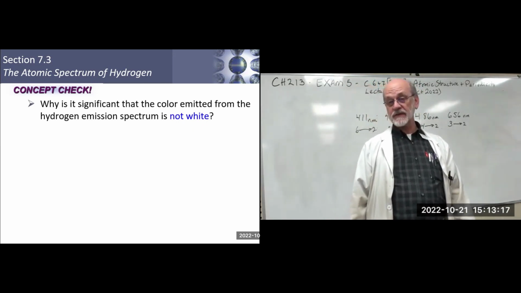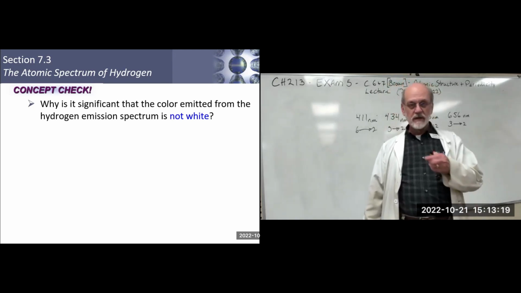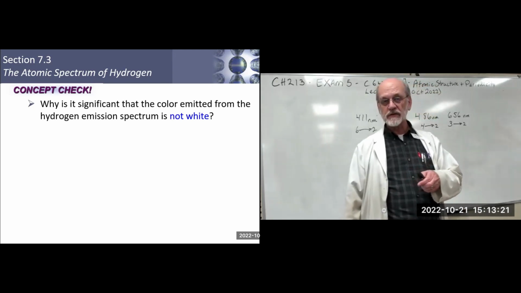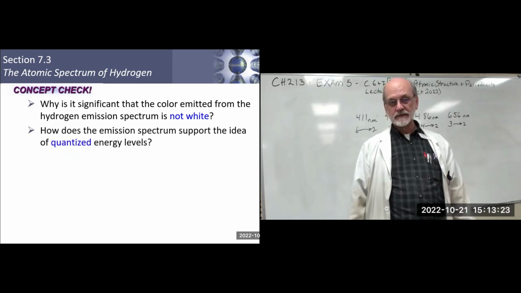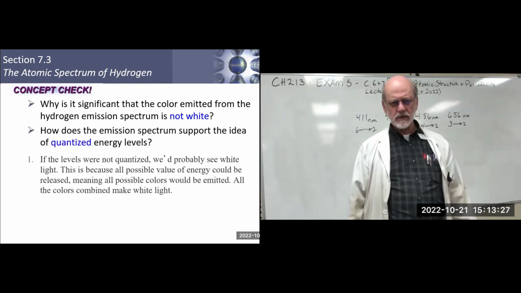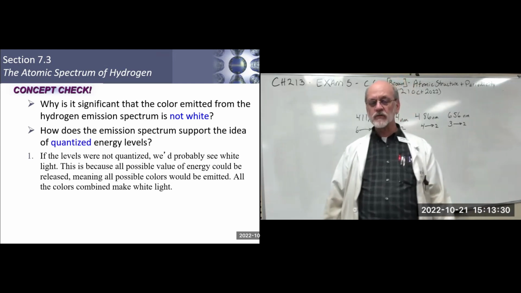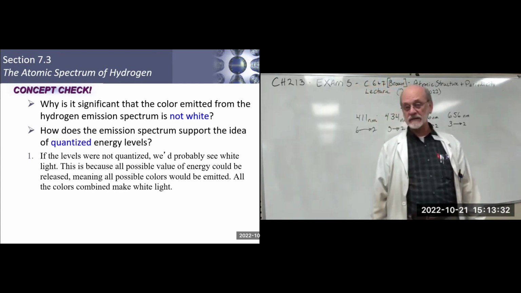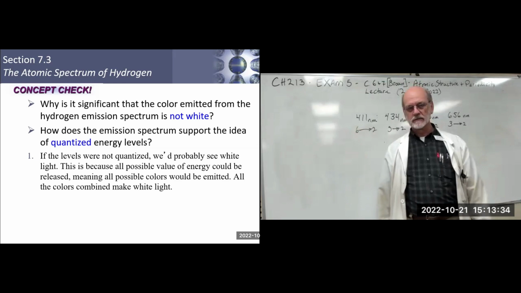Why is it significant that the color emitted from hydrogen emission spectrum is not white? Well, let's see. They're going to answer it for us. If the levels were not quantized, we'd probably see white light from every element. It wouldn't matter.